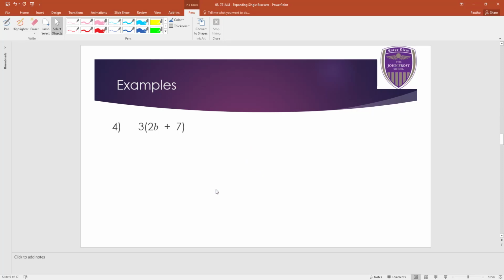One more then. This is probably the worst case scenario, but pause the video, have a go, and then come back when you're ready. Okay, welcome back. So this one means 3 lots of the bracket. 1, 2, 3. And then collect the like terms together. So 7 add 7 add 7 is 21. And this time, there's not 3 b's here. I've got 2, 4, 6. So altogether I've got 6b. So this one expands to 6b plus 21.